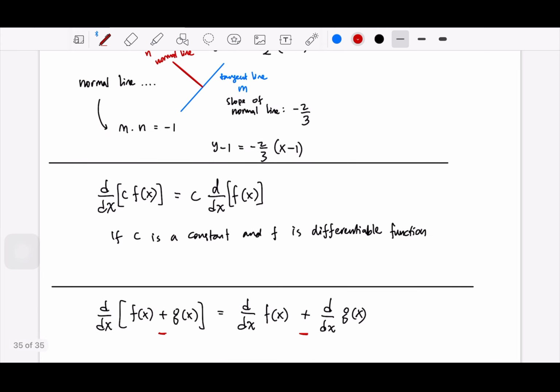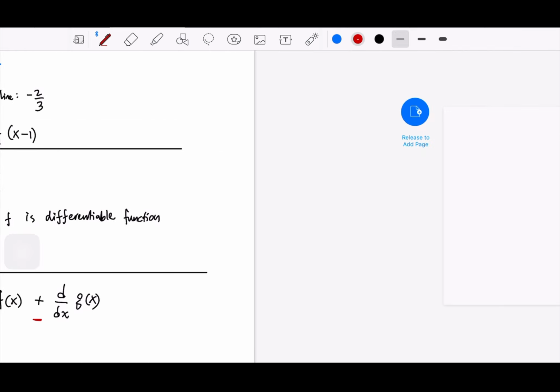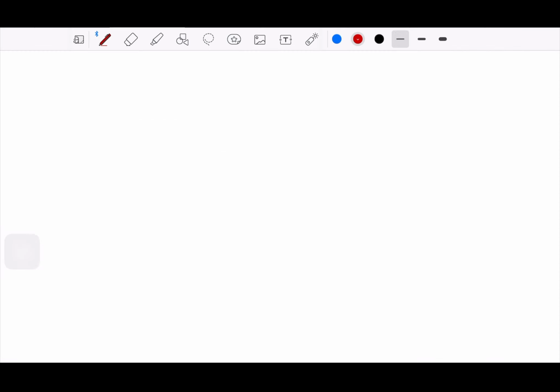If there's no question, we can move to the next one. The next one is the exponential. Okay, so we know the term exponential. If someone says it's increased exponentially, it means that it's increased really fast.